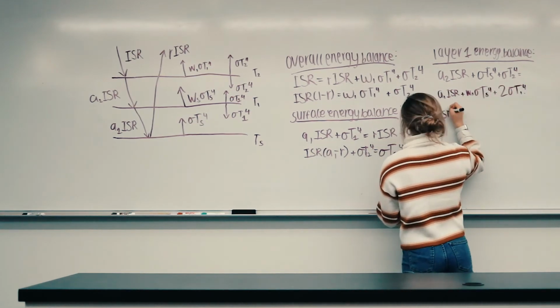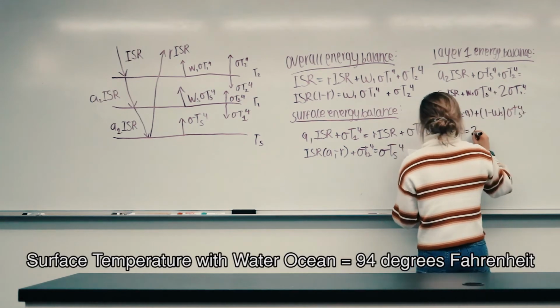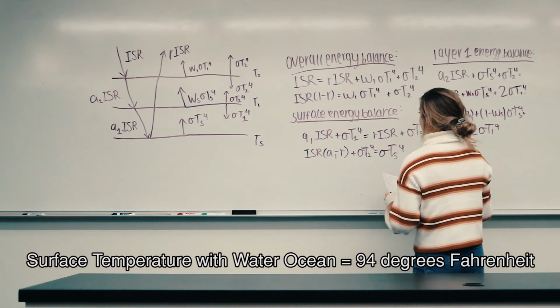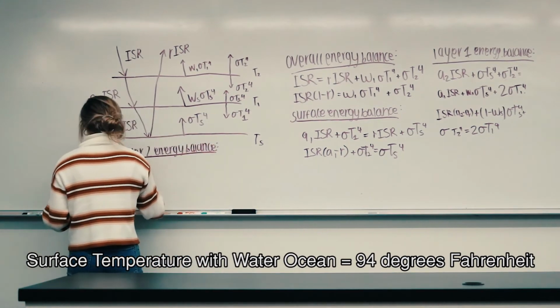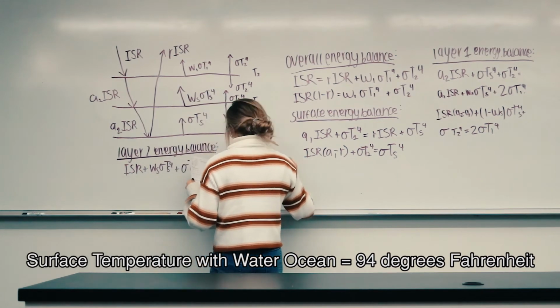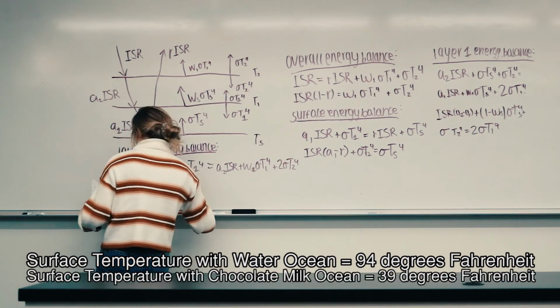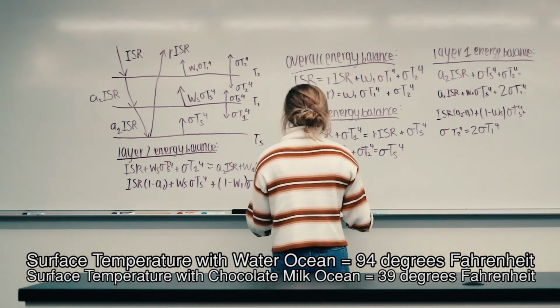When we used this model assuming a water ocean similar to our own Earth's, we calculated the surface temperature of the Earth to be about 94 degrees Fahrenheit. This is a little warmer than the observed temperature, as our model did not include latent and sensible heat fluxes and the resulting convection processes. The increased albedo of our Cornell Chocolate Milk ocean caused the surface temperature to drop to 39 degrees Fahrenheit.